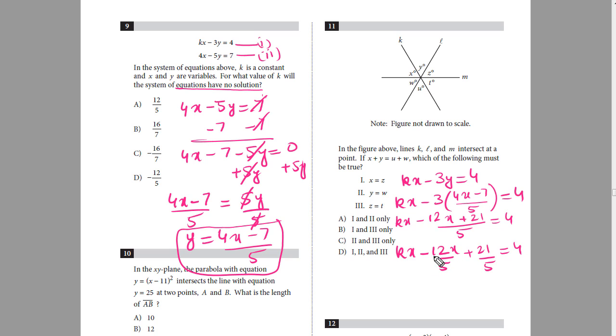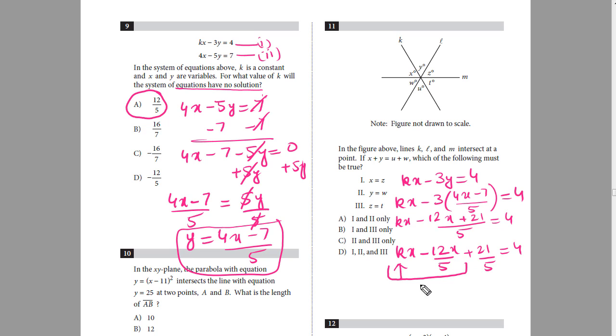Now you see here this part of the equation, kx minus 12 over 5 x. Now what would be the value of k so that it will become exactly equal to the same value, 12 over 5? So if k is equal to 12 over 5, then 12 over 5 x minus 12 over 5 x will become 0. So x will just get eliminated. So for the value of k equal to 12 over 5, this equation will have no solution. So that will be option A.